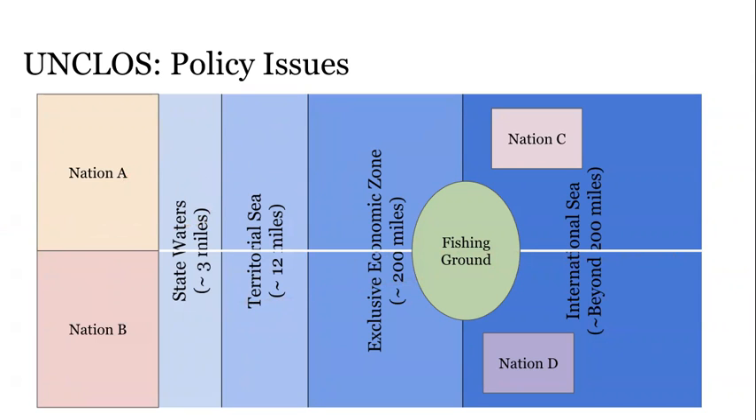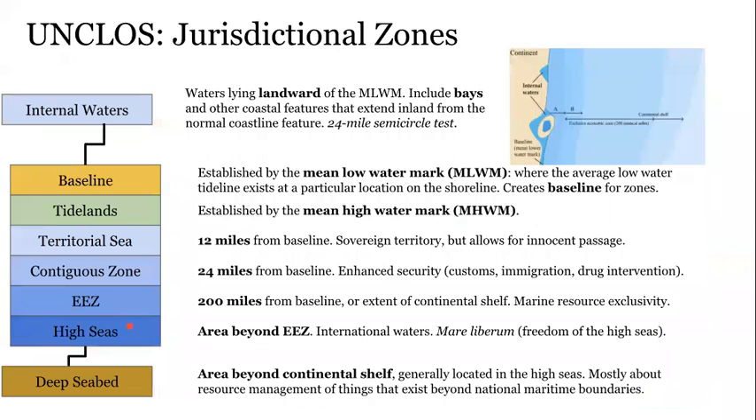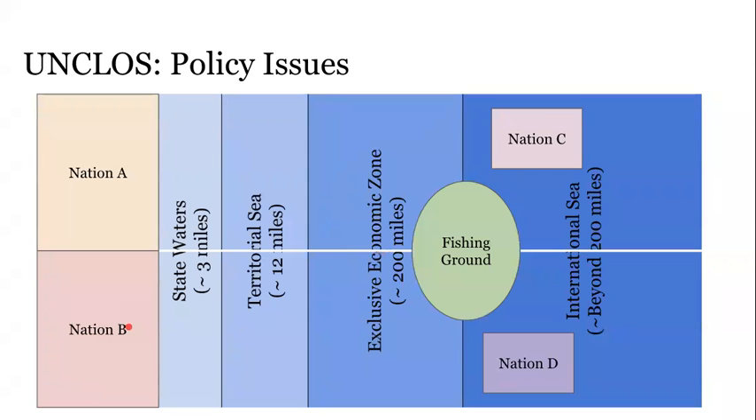And nation A and nation B both have interests in a fishing ground. And this fishing ground is shared in part, this prime fishing ground, not only in the exclusive economic zone of both of these nations, but also in international waters. And there are other nations, we'll call them nation C and nation D, that are interested in this fishing ground.